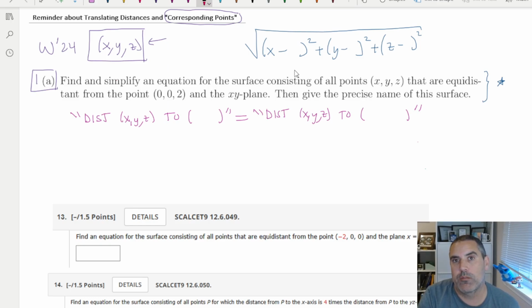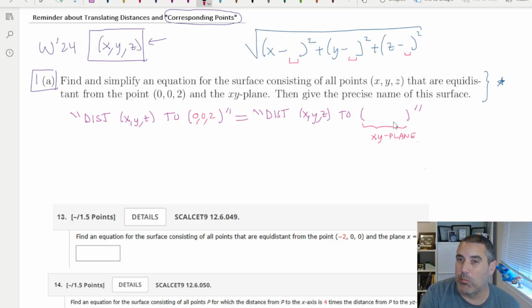But what you do need to do is find the corresponding point. So what do I mean by that? You need to figure out what goes here. And that just gets us thinking in 3D. That's the part of these questions I actually like. So this one says, we want the distance from our unknown point to 0, 0, 2 to be the same as the distance from our unknown point to a point on the xy plane.